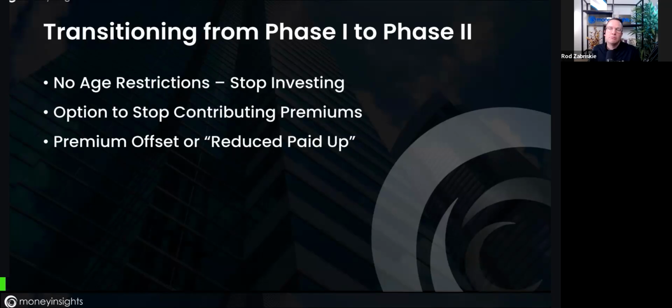Maybe I should say that a different way. Once I'm more than 2 years into my policy, even if I pay just that minimum portion of the funding range, that base premium, even if that was the only money I put into my policy, I'm still building cash value, right?